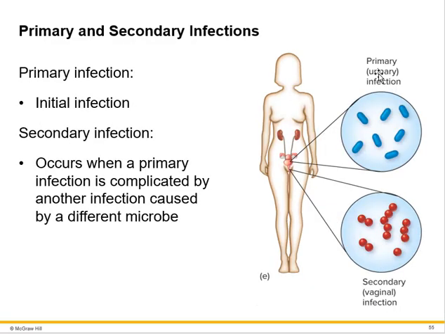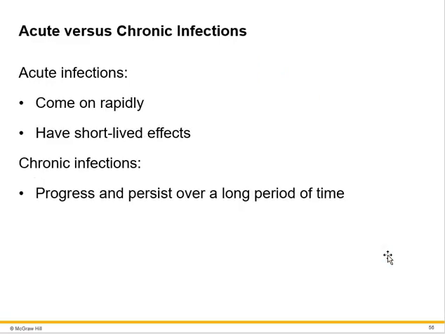Primary infections are an initial infection, and then a secondary infection occurs after you've had the primary infection. So let's say your primary infection was the urinary tract, and that could then spread to a secondary infection in the vagina.